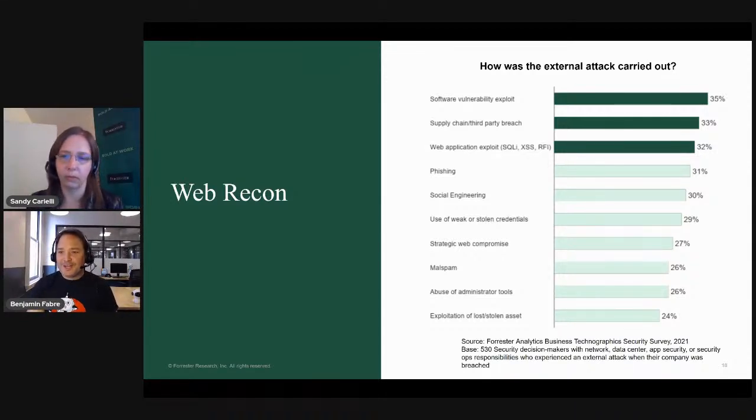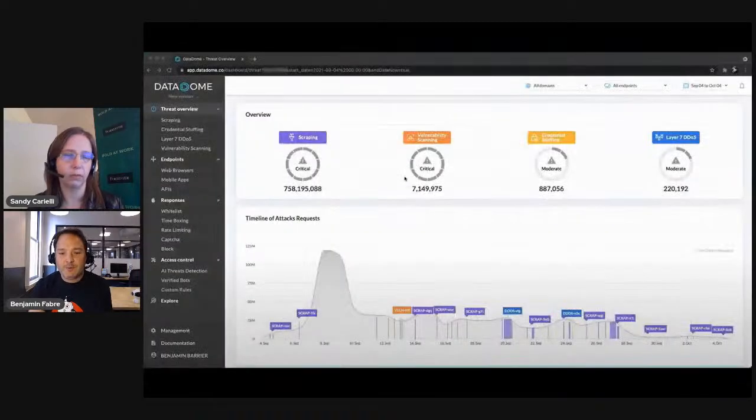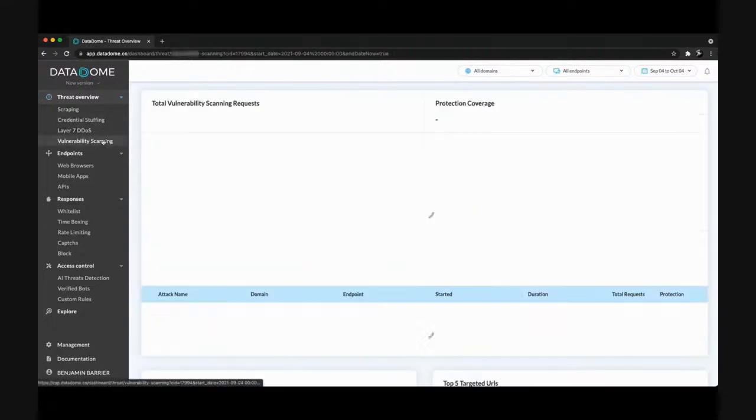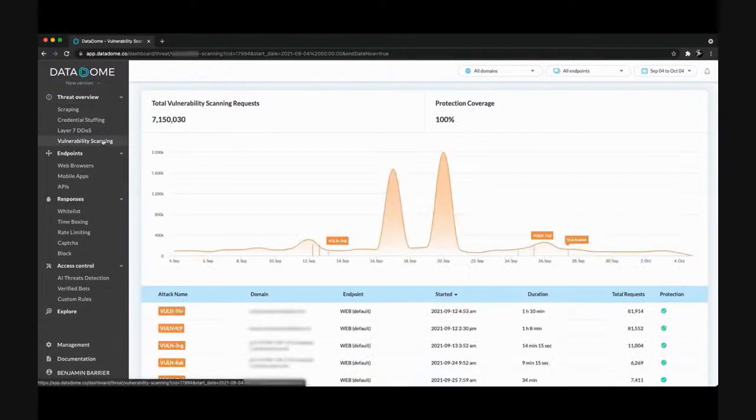Yeah, and we will show right now an example on one of our customers' dashboards. Of course, all sensitive information has been blurred. So this is the DataDome real-time dashboard. We can see on the dashboard that the vulnerability scanning, so the web recon, has generated more than 7 million requests during one month. So this is significantly lower than the scraping in terms of volume. But here we won't be focused on the volume itself, but more on the threats that just one request can generate on the website.